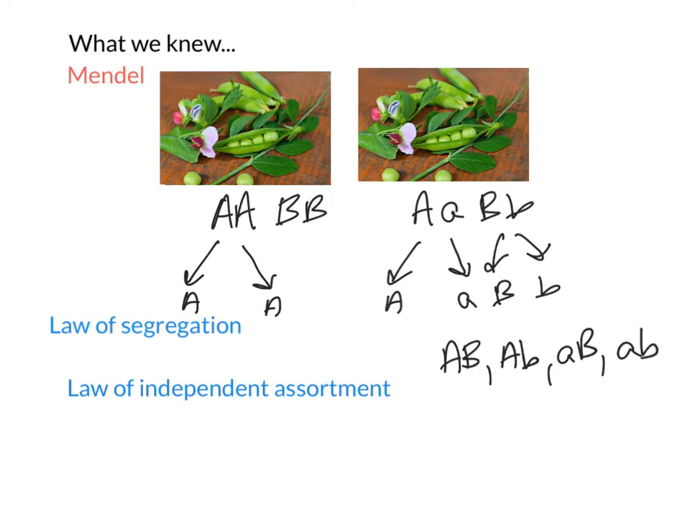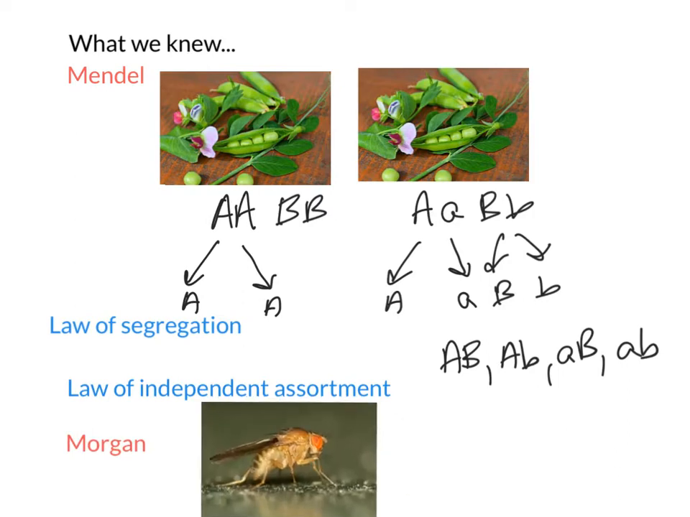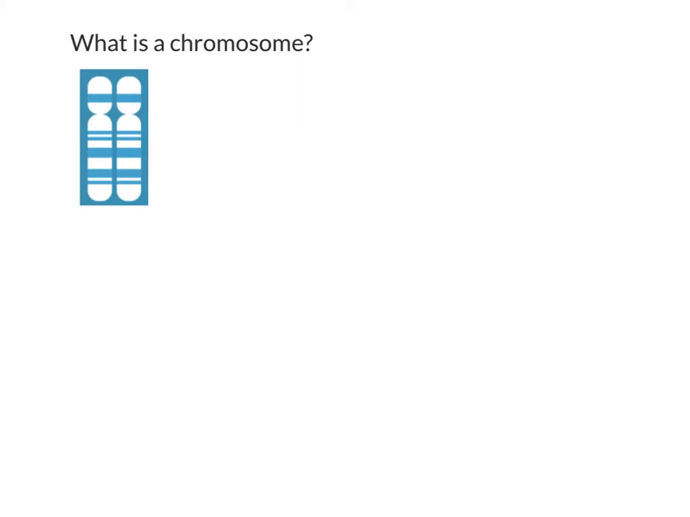The other bit of information we knew came from a guy named Morgan, who was working on fruit flies. And he basically found that the inheritance of their eye color actually corresponded with these things called chromosomes. So now we knew that these inheritance patterns that Mendel came up with somehow reside on the chromosome. So what is a chromosome?